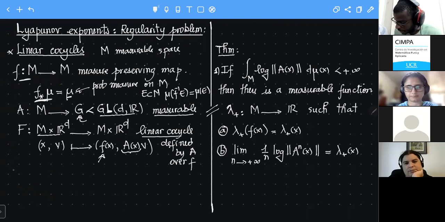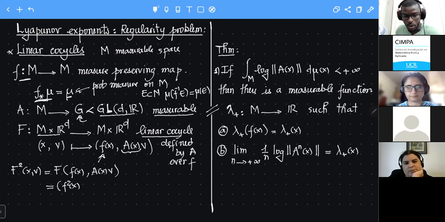And let's see what the iterates of F are. If you iterate, F squared of (x, v) is F of (f of x, A of x applied to v). So we get f squared of x on the first coordinate, where you compose f twice, and on the second coordinate you apply A at f of x to the vector A of x applied to v. So you can do this by induction.